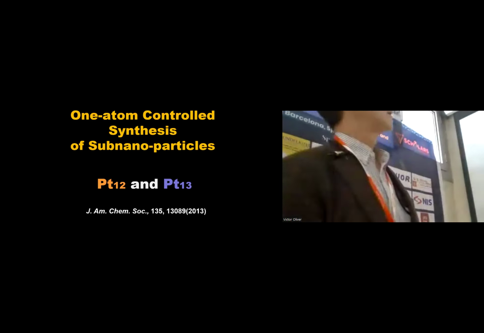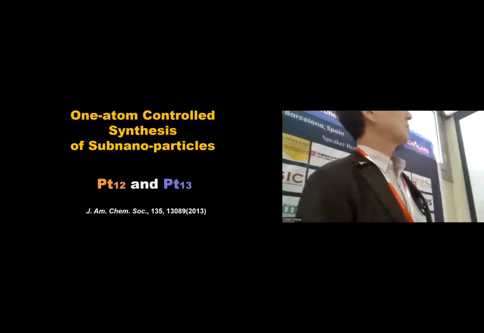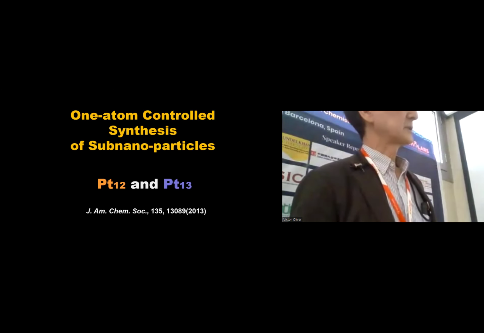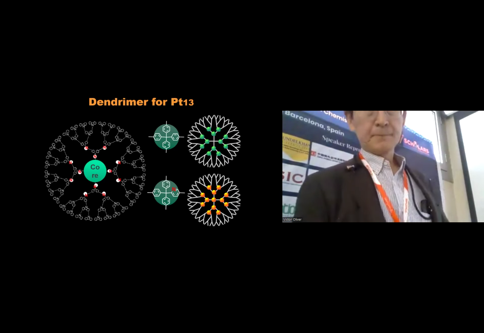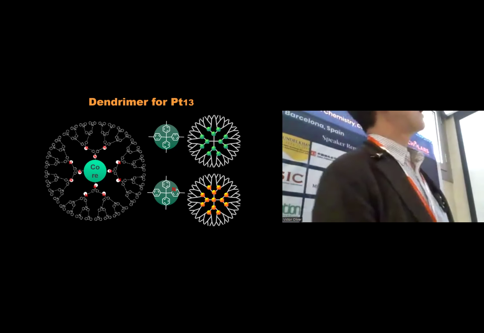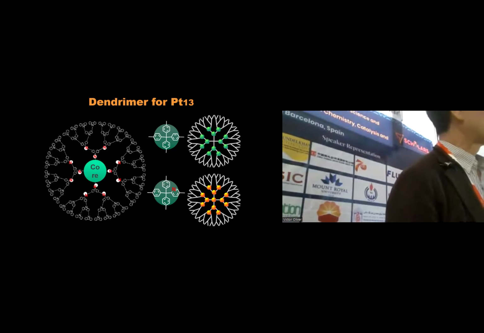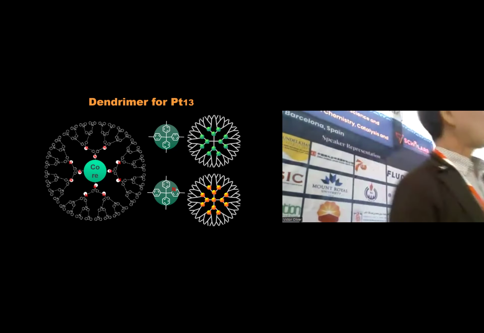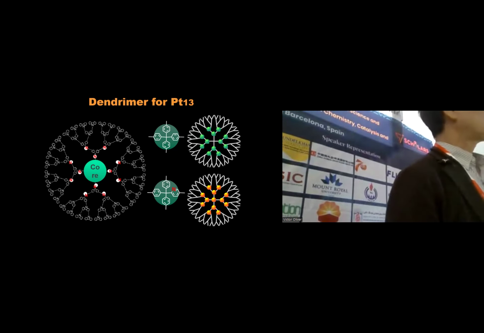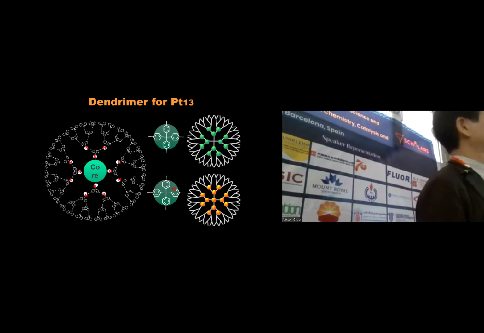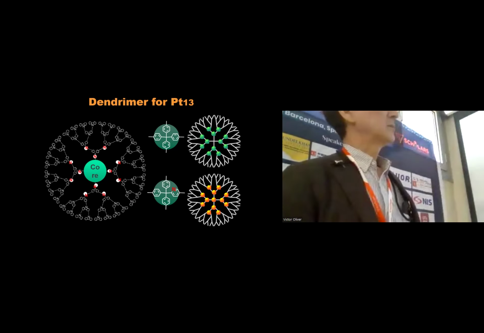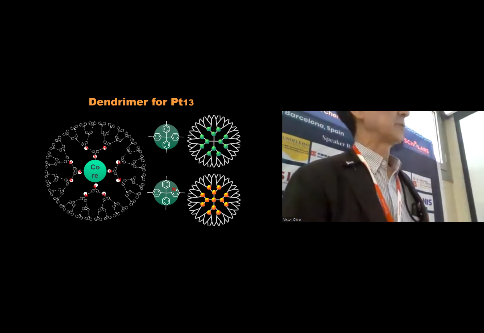Okay, so the last topic is that we demonstrated one-atom-controlled synthesis of subnanosized particles. So platinum particles, 12 atoms and 13 atoms. We prepared the platinum particle with 13 atoms using a dendrimer with a pyridine unit as a core. This dendrimer has 148 coordination sites, totally 13 coordination sites in the core. So we could prepare the platinum particle with 13 atoms using this dendrimer.